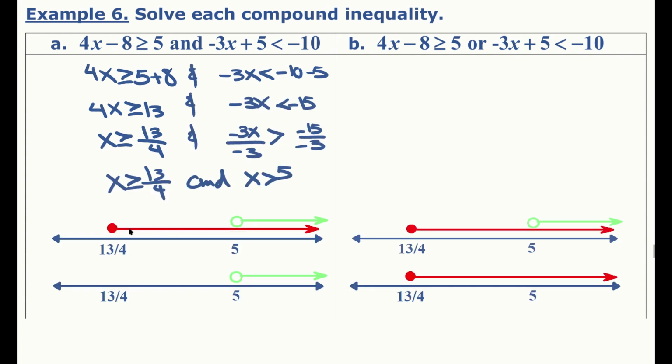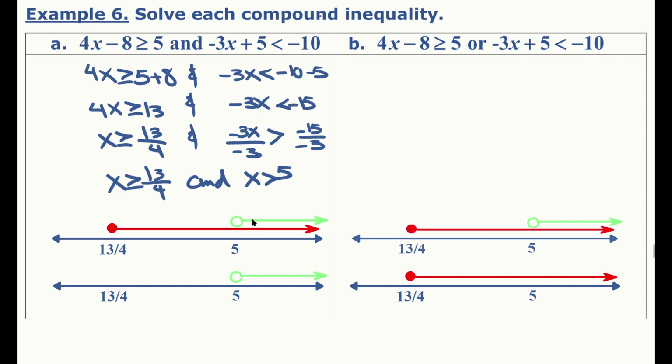Okay, so we have graphed the first inequality, x greater than or equal to 13 over 4 in red here. We do need to make sure that the position of these two numbers is correct. So we do realize this is just the same as 3 and 1/4. So therefore it should be to the left of 5. So the position is correct, the relative position. All right, and we have graphed the second inequality, x greater than 5 in green.